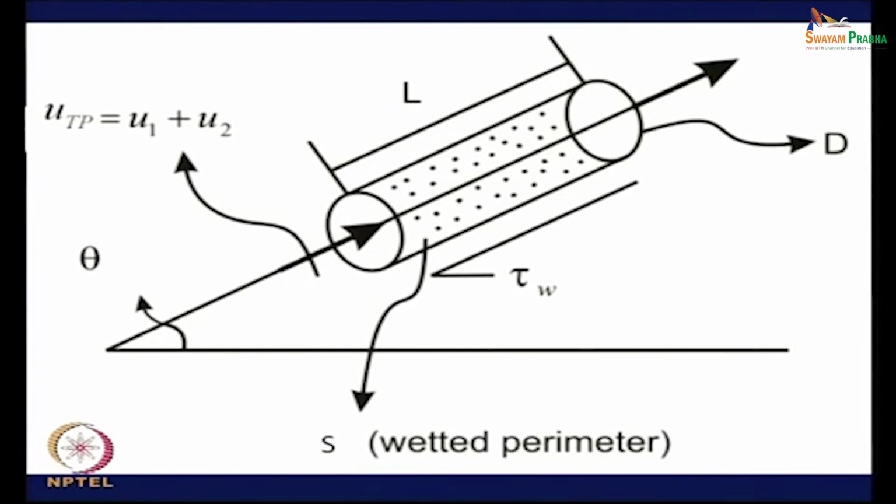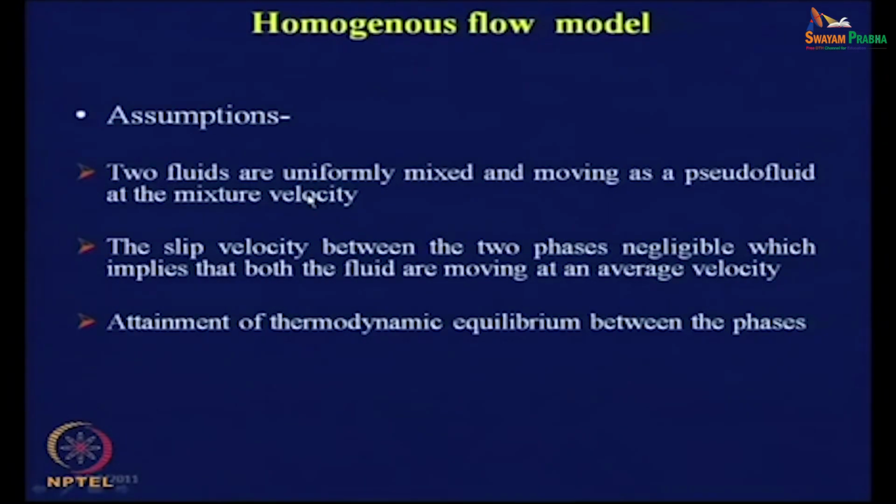We assume that the two phases are thoroughly mixed up with one another, completely mixed up, so that they can flow as a pseudo fluid. Okay. And what are the basic assumptions of this particular model? Naturally, two fluids are uniformly mixed and they are moving as a pseudo fluid at the mixture velocity. So this automatically implies that the slip velocity between the two phases is negligible, in other words the two fluids are moving at the same average velocity.